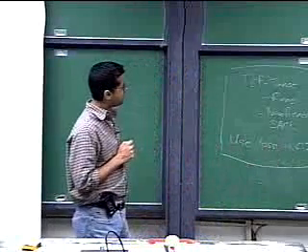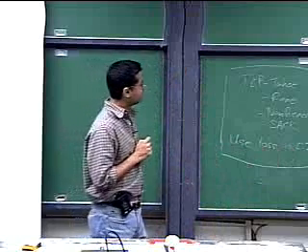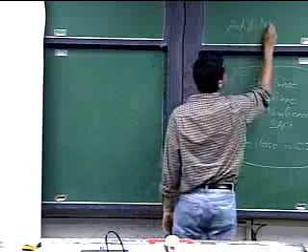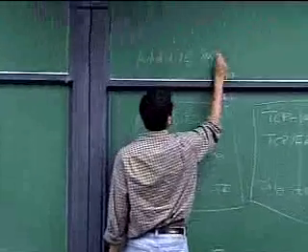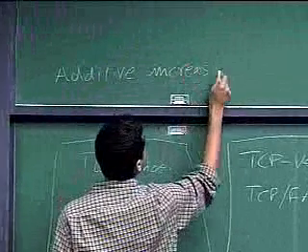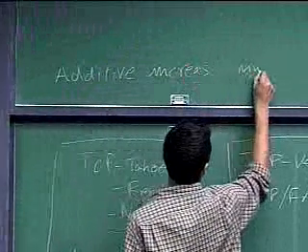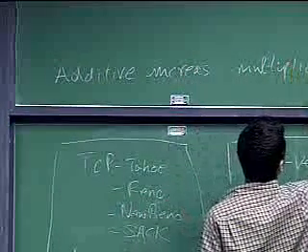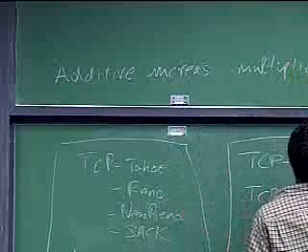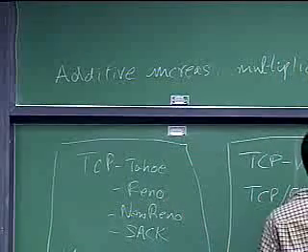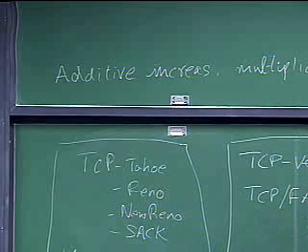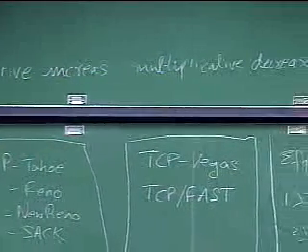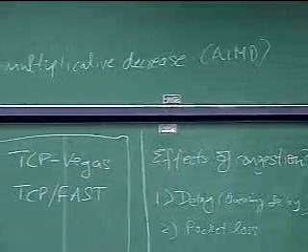These mechanisms use this principle of additive increase and multiplicative decrease, also called AIMD, as the congestion control mechanism. So let's see how that works.